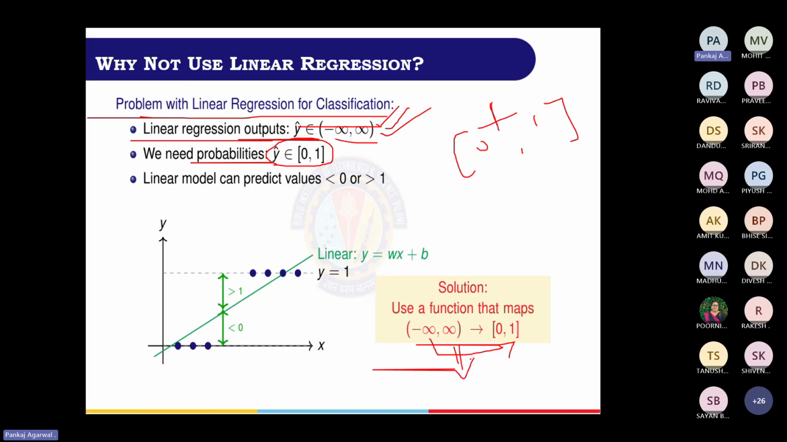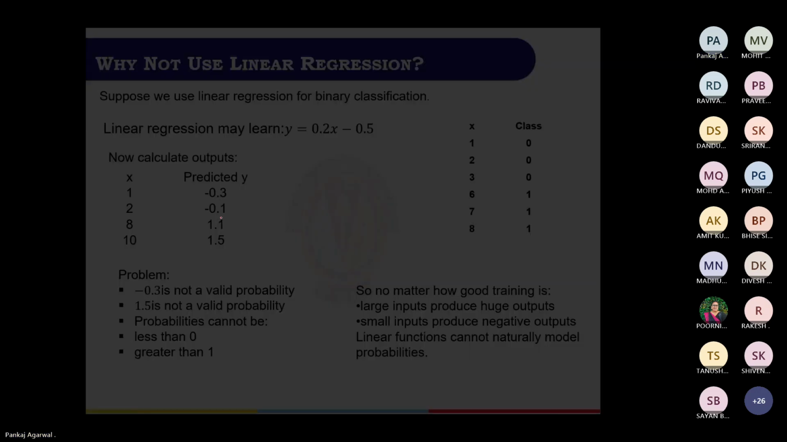How can I do this? I want to bring all my values into the range of 0 and 1, right? Can anyone suggest something? An activation function? Yes, the sigmoid activation function would be a more suitable approach. That is what we will be heading towards: how this sigmoid activation function can be used for logistic regression. This is the first binary classification algorithm that we will do.